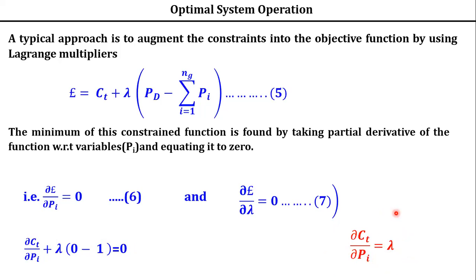So first is the objective function, then the constraint, then augment the constraint into the objective function by using the Lagrangian multiplier. Then the resultant equation, the Lagrangian function, must be differentiated partially with respect to Pi, and you will get this equation. This partial derivative we have not yet taken fully; only equation 6 I am explaining. So remember this one, dou Ct by dou Pi is equal to lambda. This is the thing we are having.